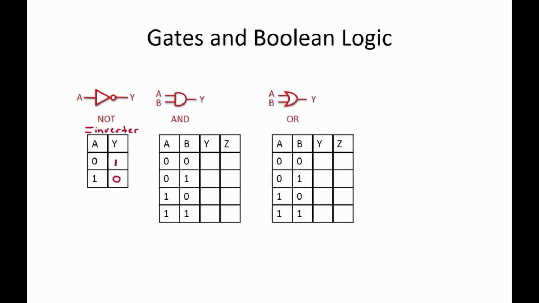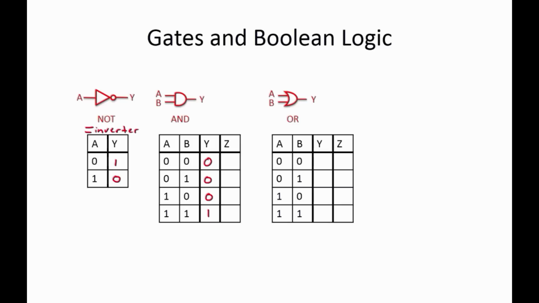Next, we examine AND and OR gates. The AND function expects all of its inputs to be true, or 1, in order to produce a 1 as its output. So its truth table is: for AB equals 0, 0, Y equals 0. For AB equals 0, 1, Y equals 0. For AB equals 1, 0, Y equals 0. And for AB equals 1, 1, Y equals 1.